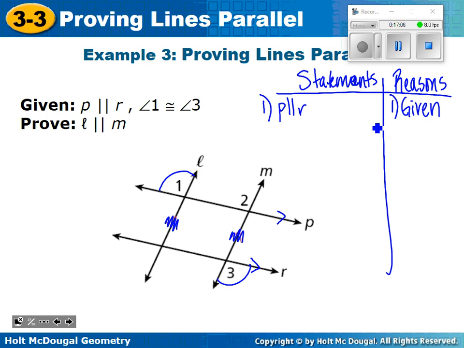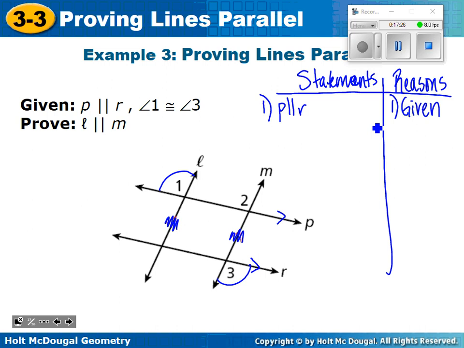I'm going to stop right there. If P is parallel to R, what is something that you could say based on the picture if P is parallel to R? Very good. If P is parallel to R, what kind of angles are 2 and 3?